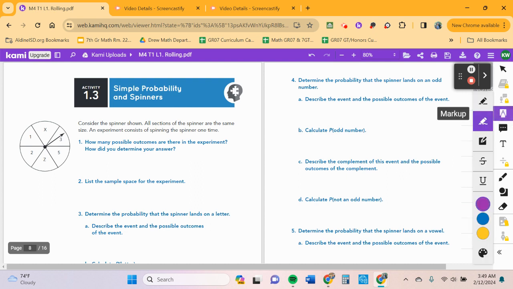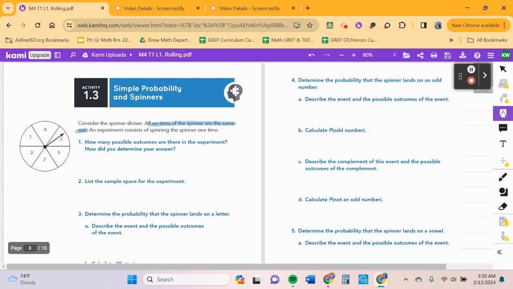Now, a question I want you to think about really quickly: why do you think it's important that they noted that all of the sections were the same size? Well, think about it. If one part was bigger than another, what do you think would happen with that probability? Well, the bigger side will probably have a greater chance, right? So they're noting that because they're saying that all sections of the spinner have the same chance of being selected.